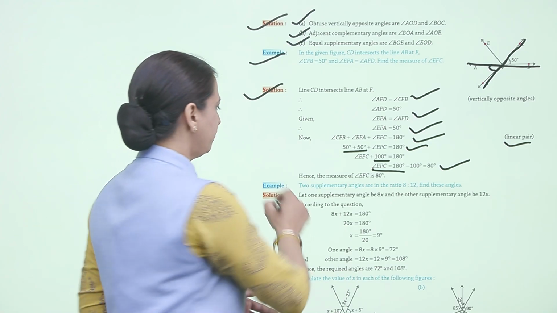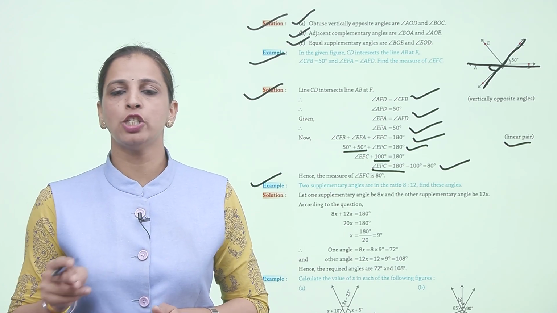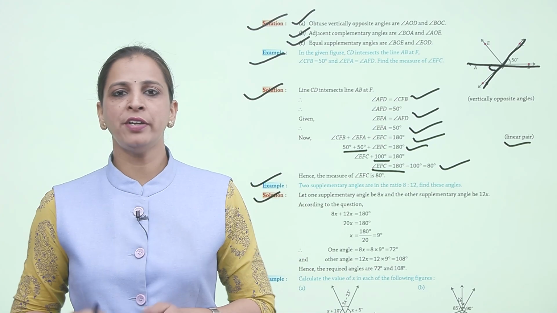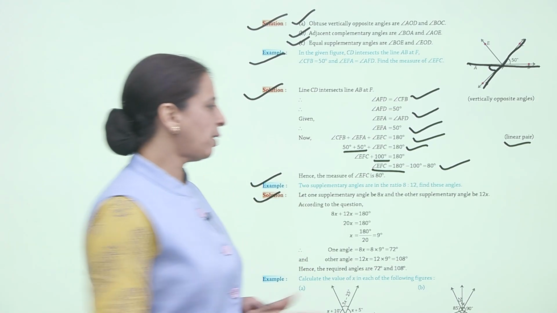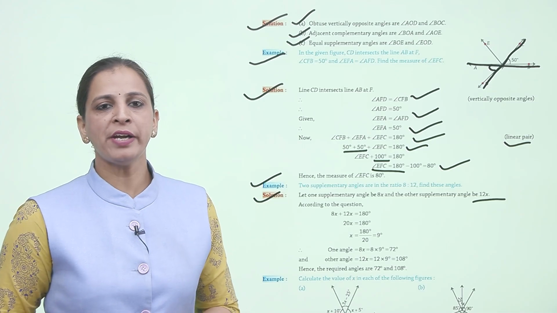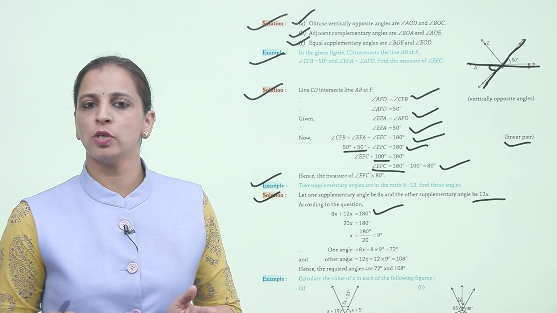Now next example. Two supplementary angles are in the ratio 8:12. Find these angles. Solution करते हैं. Let one supplementary angle be 8x and the other supplementary angle be 12x. According to the question, supplementary angles का total कितना होता है? 180 degrees. So 8x plus 12x is equal to 180.